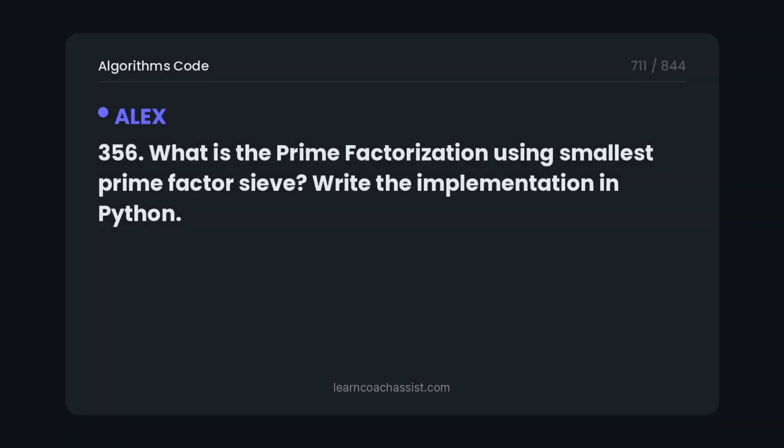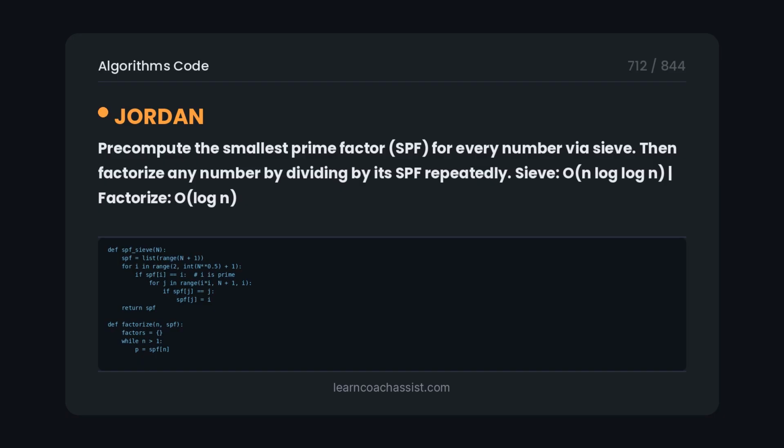356. What is the prime factorization using smallest prime factor sieve? Write the implementation in Python. Pre-compute the smallest prime factor, SPF, for every number via sieve. Then factorize any number by dividing by its SPF repeatedly. Sieve O(n log n), factorize O(log n).